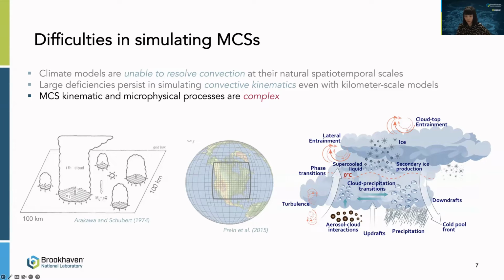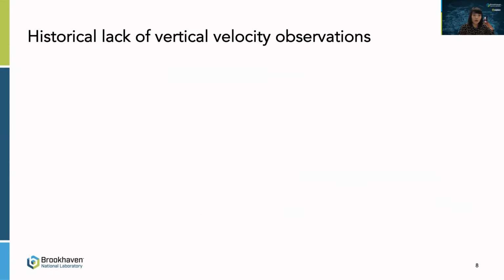And it's impossible for models to explicitly simulate all the aspects of an MCS. And in this talk, I'm not going to talk about everything, but I will highlight two major processes that regulate the life cycle of an MCS, which are updrafts and downdrafts.